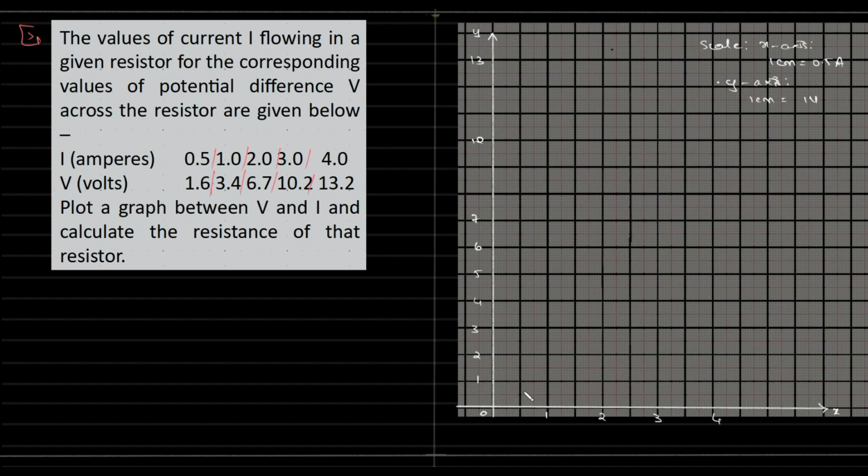So 0.5 is over here, 1.6 over there, a bit low actually. 1 is 3.4, so we have 3 and 3.4. 2 is 6.7. 3 is 10.2. 4 is 13.2.